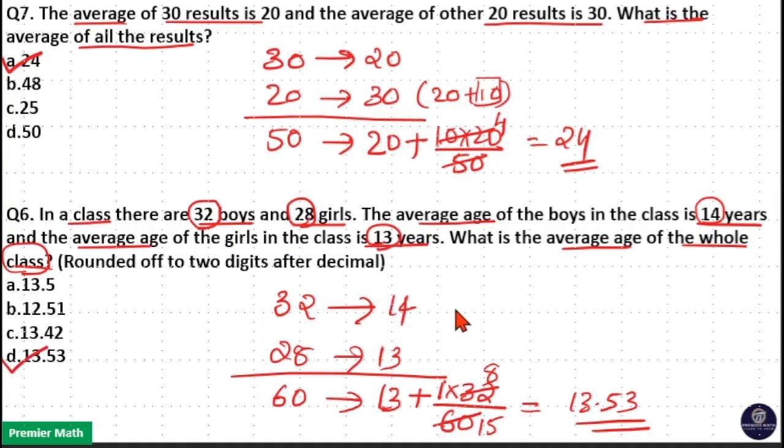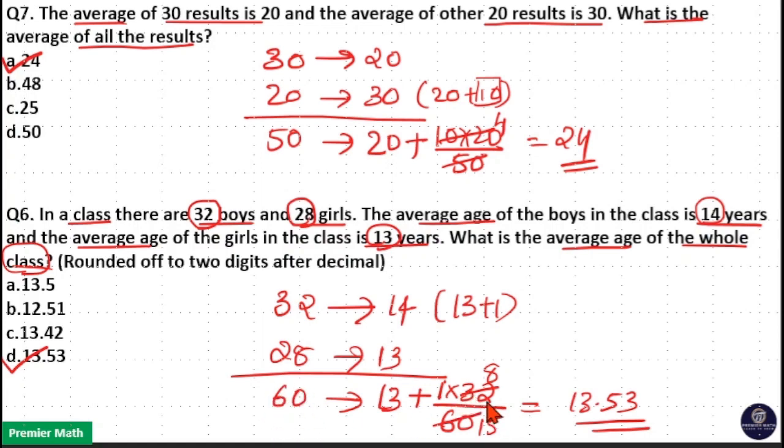Here 14 is 13 plus 1. Now the common average 13 is taken for 60. Now the extra is plus 1. This plus 1 should be multiplied with 32 because plus 1 is the extra average. This average should be multiplied with 32 boys. Now the total extra ages is plus 1 into 32, 32. This extra age 32 should be equally distributed to these 60 people.